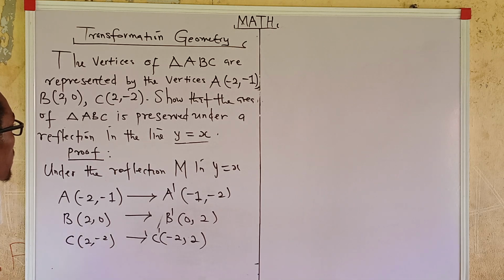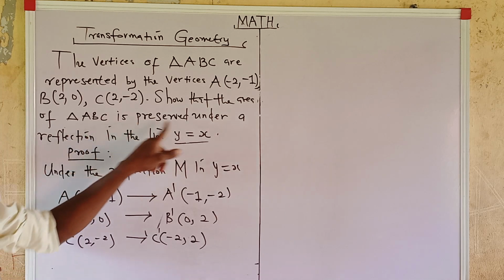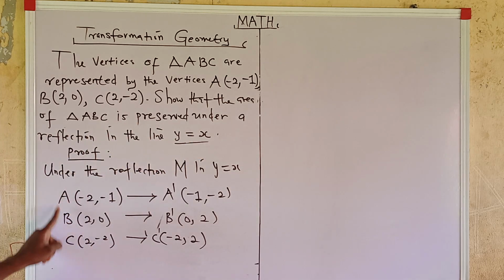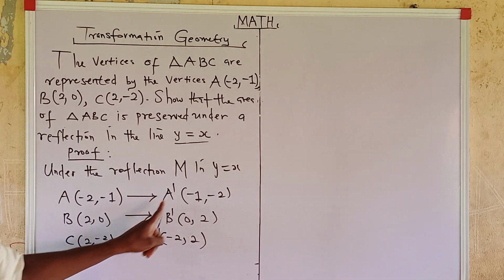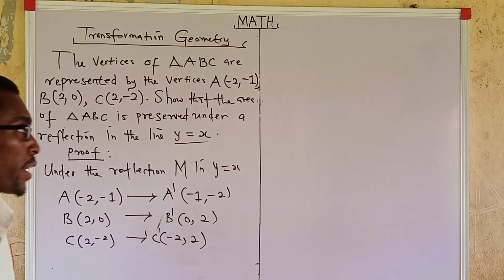So we want to show that the area of the triangle ABC is preserved. That is, the area of ABC is equal to the area of A prime B prime C prime. So we have to show this, let's indicate that by writing.